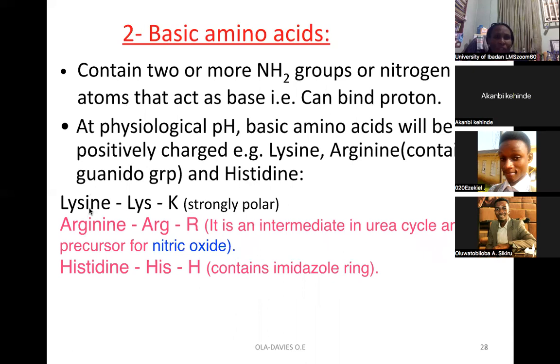Also, we know that the second group is the basic amino acid. We said one are the neutral or the non-charged. The second group is the basic amino acid, and these contain 2 or more amino groups or nitrogen atoms that act as base, that is, they can bind proton. At physiological pH, basic amino acid will be positively charged because they have a net positive charge. An example of those are lysine, arginine, histidine, and all those.